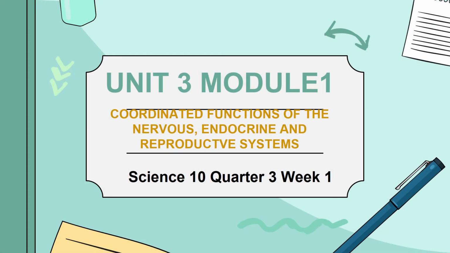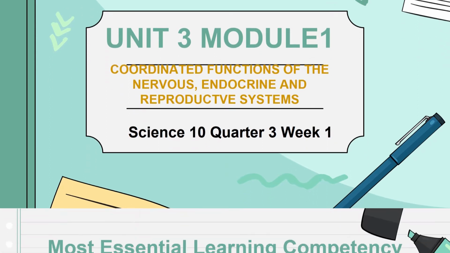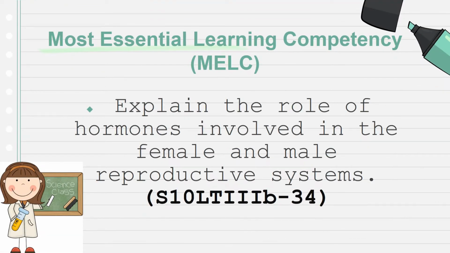This grade 10 video lesson is about the coordinated functions of the nervous, endocrine, and reproductive systems. Science 10, Quarter 3, Week 1. The most essential learning competency for this lesson is to explain the role of hormones involved in the female and male reproductive systems.